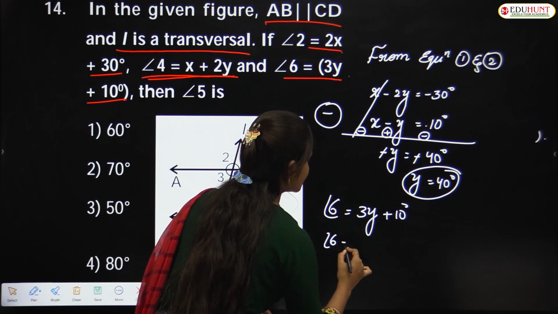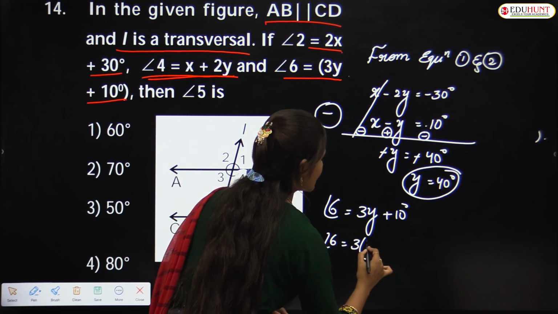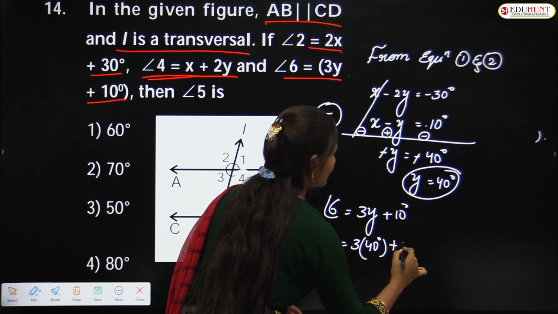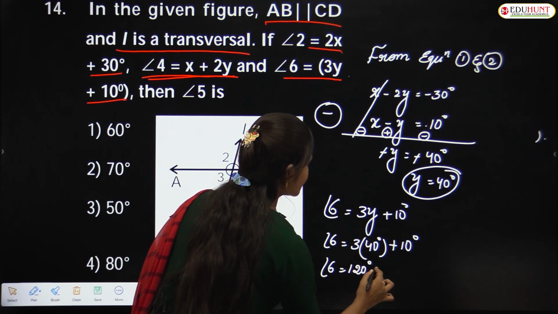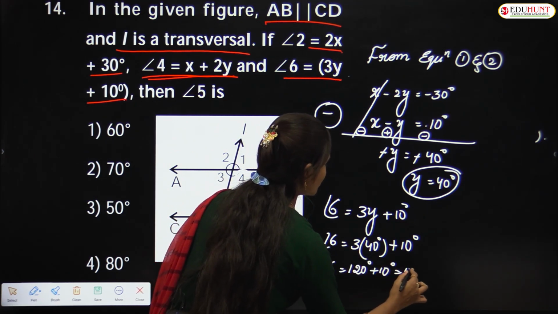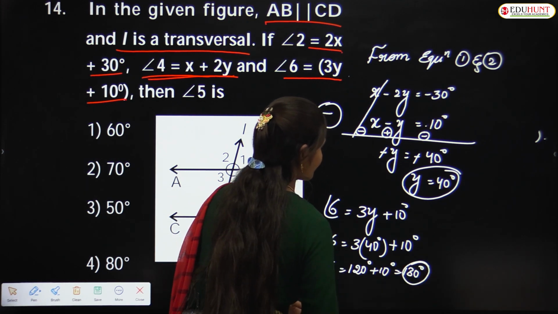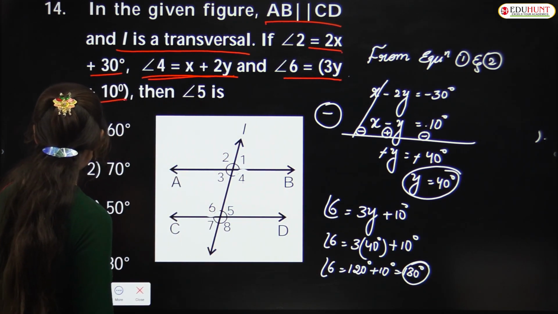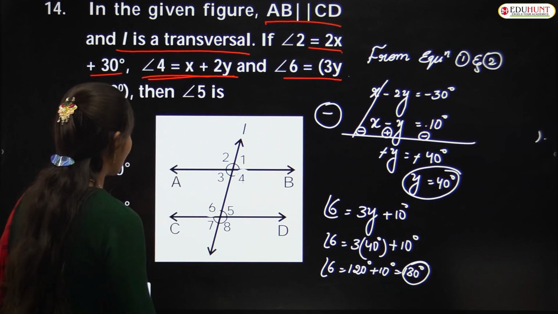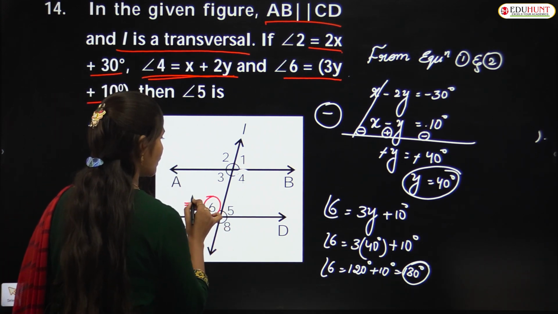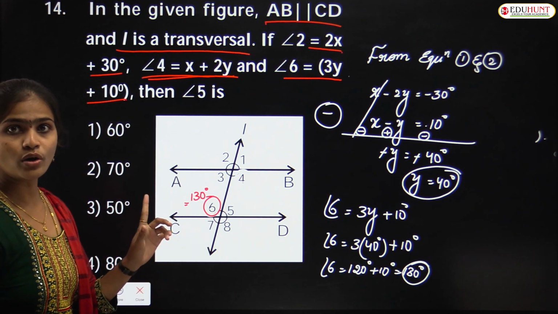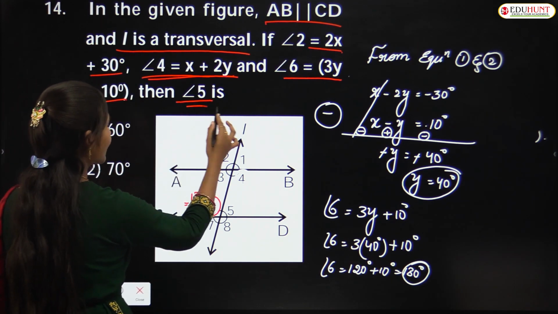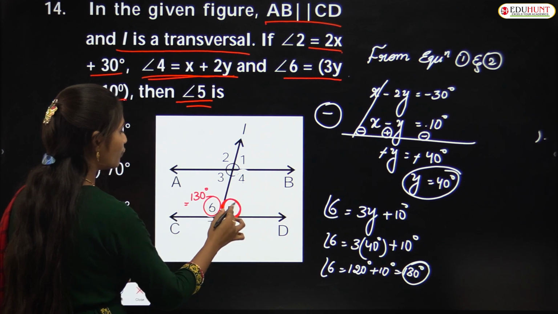So angle 6 is equal to 3y plus 10 degrees, where y is 40 degrees. So angle 6 is equal to 120 degrees plus 10 degrees, which is equal to 130 degrees. Okay, so angle 6 is equal to 130 degrees. Is it clear? But what they are asking here is to find angle 5. So this angle we need to find out.